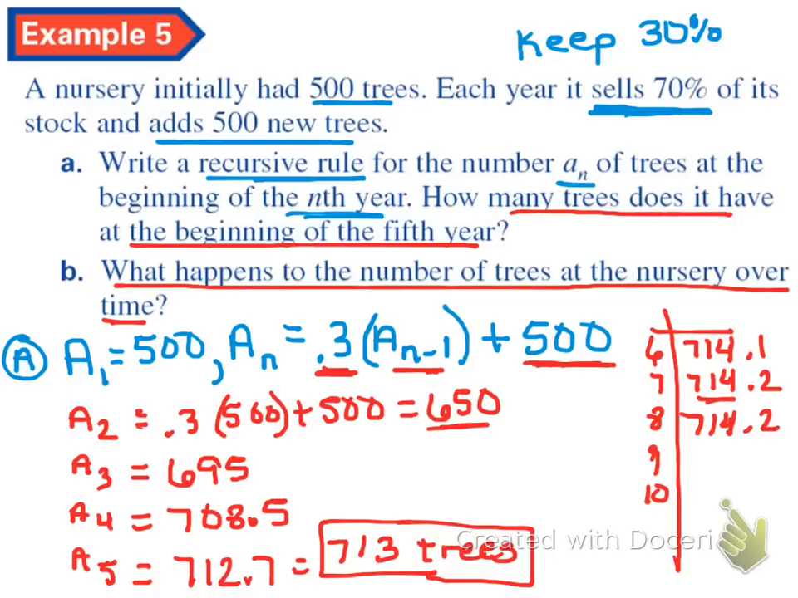It's still 714.2. So what we find is that over time, it stabilizes at 714.